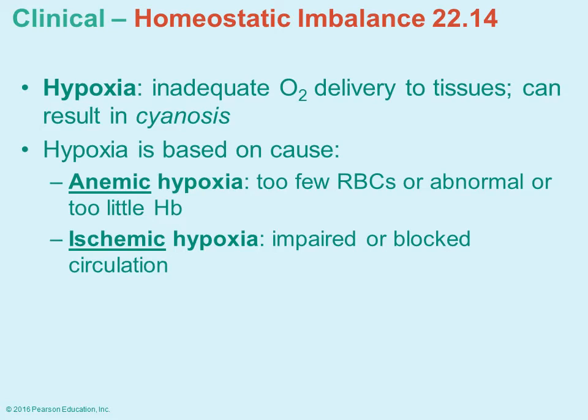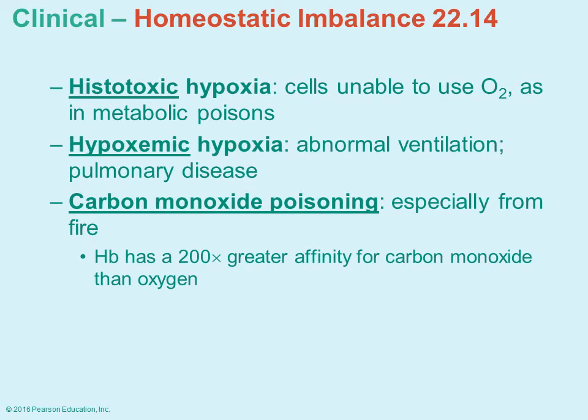Ischemic hypoxia is where you have blocked or impaired circulation. So it's not a problem with the red blood cells, you can't get the blood to where it needs to go. Histotoxic hypoxia is when the cells aren't able to use the oxygen. It's possibly being inhibited by poisons. If there's abnormal ventilation or pulmonary disease, that's hypoxemic hypoxia, and then carbon monoxide poisoning.